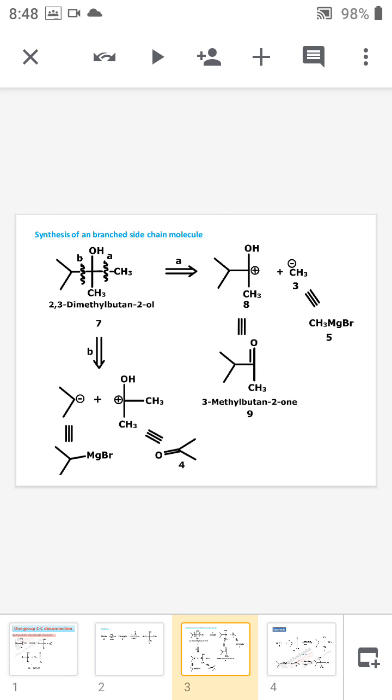Now, next is the synthesis of a branched side chain molecule.